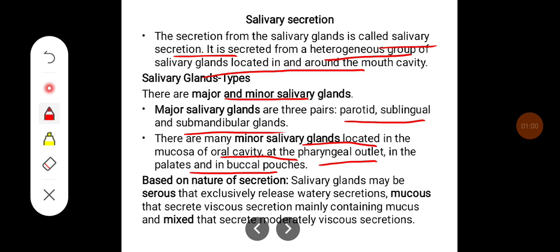Based on the nature of secretion, salivary glands may be serous, which exclusively release watery secretion, mucous, which secrete viscous secretions mainly containing mucus, and mixed, which secrete moderately viscous secretion.